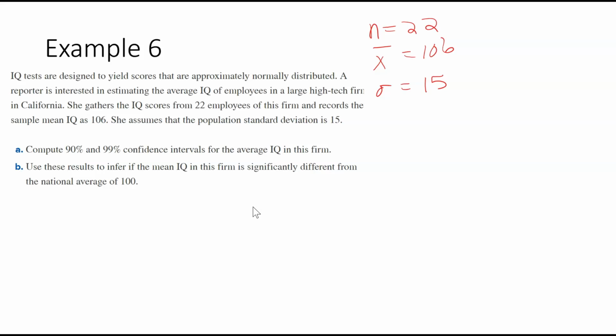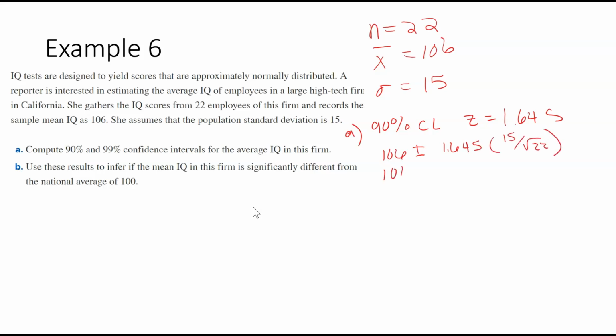So the only thing that's going to change here is the z-score value. Let's look at a 90% confidence level. The z-score associated is 1.645. So we would calculate our interval as the sample mean plus or minus the z-score times the standard deviation over the square root of n. So our confidence interval here is going to be 106 plus or minus 5.26.